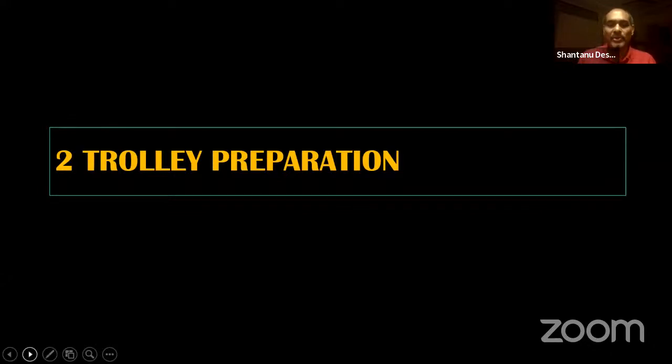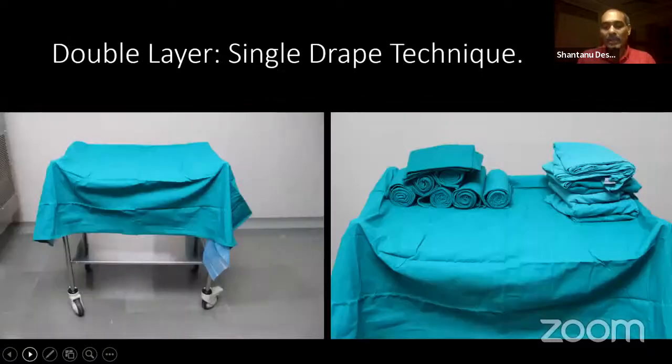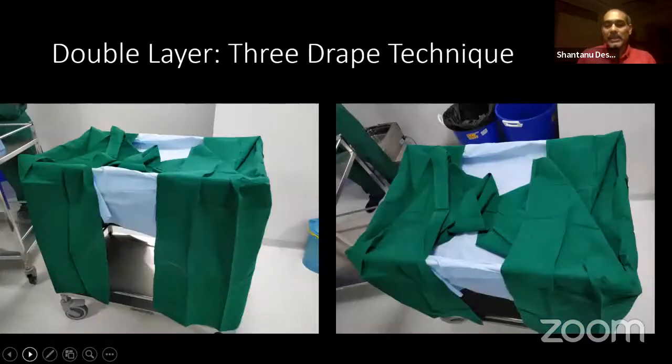Now, similarly, as the drapes go, the trolleys are also important. For draping the trolleys, we can use a plastic sheet that covers the entire trolley, making sure the length of the plastic sheet is more than the width and length of the trolley, and it is covering the ends as well. Or after the plastic sheet is applied, you can use a couple of drapes so that you get one impervious layer and on top of it another layer.